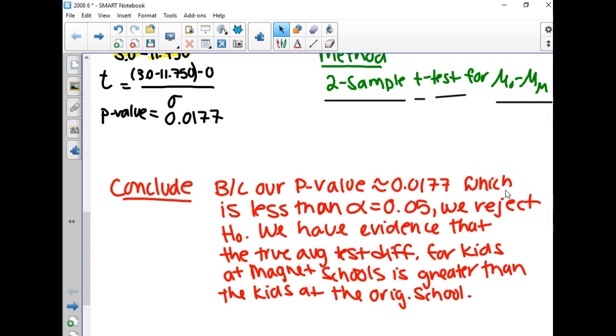You should have written, because our p-value is approximately 0.0177, which is less than alpha of 0.05, we reject the null hypothesis. We have evidence that the true average test difference for kids at the magnet school is greater than the kids at the original school. Now, if you want to state it the other way around, the original school is less than the one for the magnet school, that's fine as well. It's stating the same thing. So this is all of just part A, and we have to get through D.